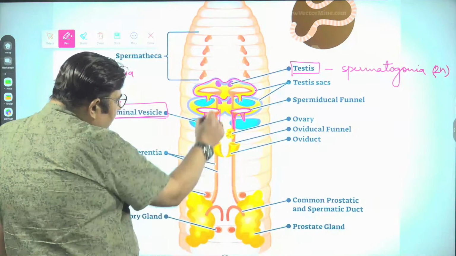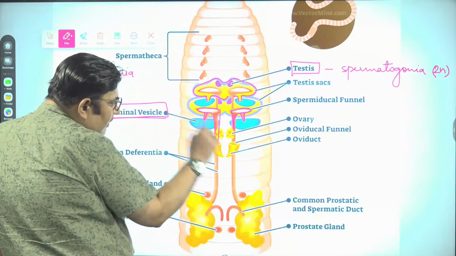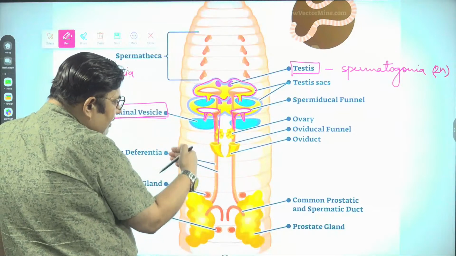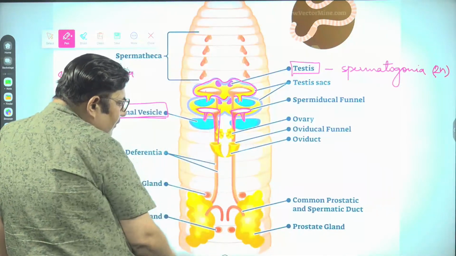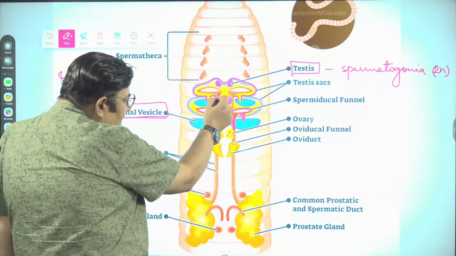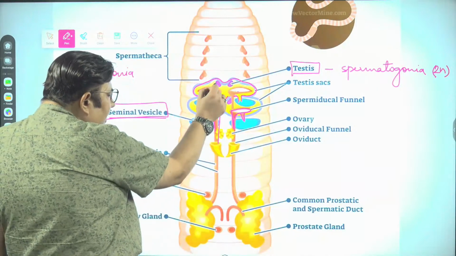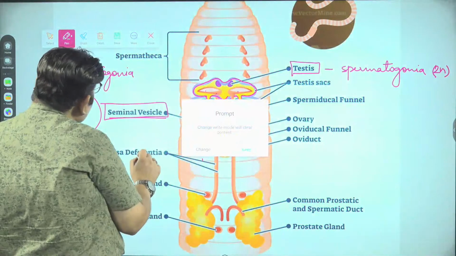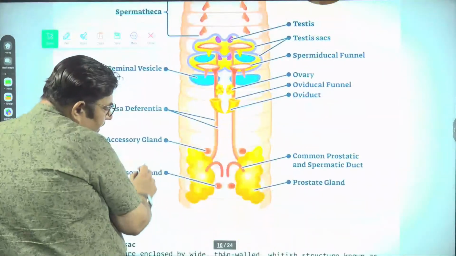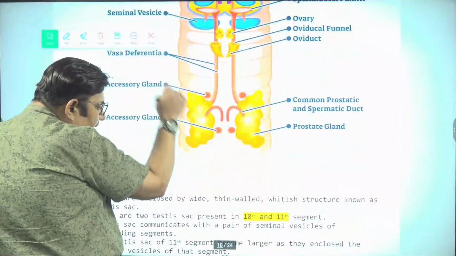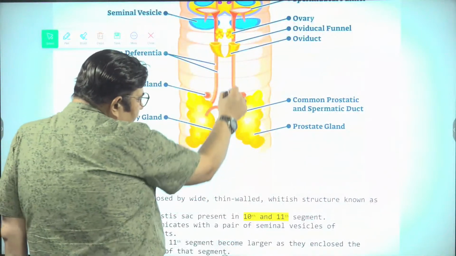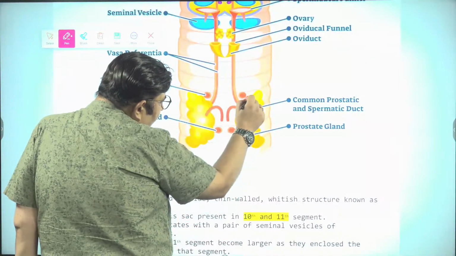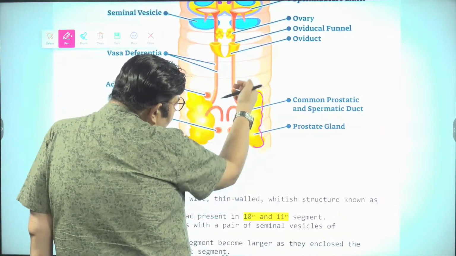And now coming to the vasa deferentia. One is a vas deferens, many are vasa deferentia. Each vas deferens arises from the spermiducal funnel. So just recall, where is the site of this funnel? In the same segment where you have the testes. From there, the vasa deferentia arise and go to the 18th segment. It does not open directly into the male genital aperture. It first enters into the prostate gland.